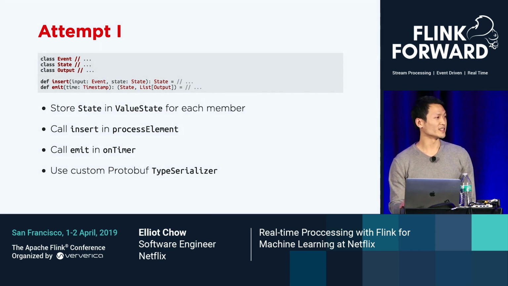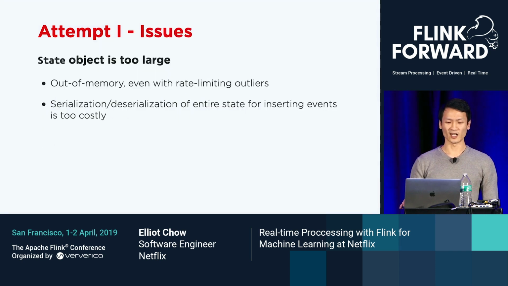So we ran into issues pretty quickly. The first one is that our state object was way too large. So we ran out of memory, even if we did some rate limiting for these outlier behaviors that we were seeing. Also, since the entire state is a blob stored in a value state, even inserting every event requires us to deserialize the state before serializing it back. And this is particularly a problem if you're using the RocksDB backend.